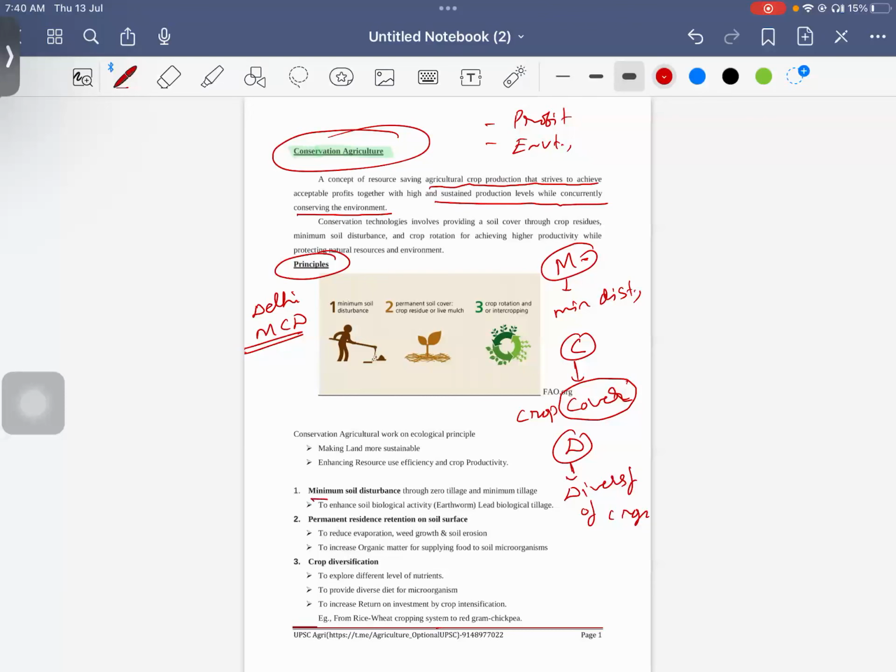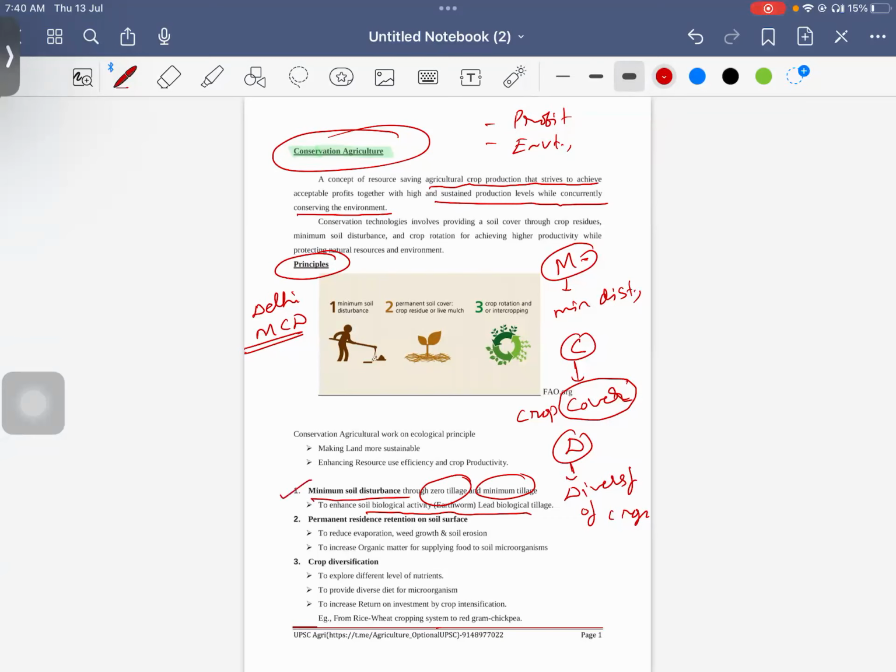The first is minimum soil disturbance. We usually go for zero tillage or minimum tillage. By this, soil microorganisms like earthworms and other soil flora and fauna get promoted and they are able to thrive better.